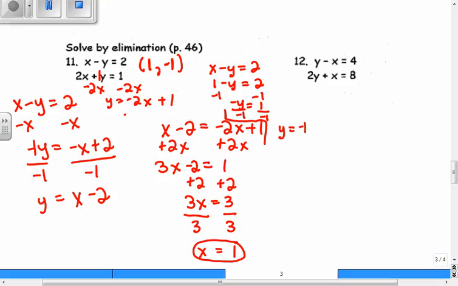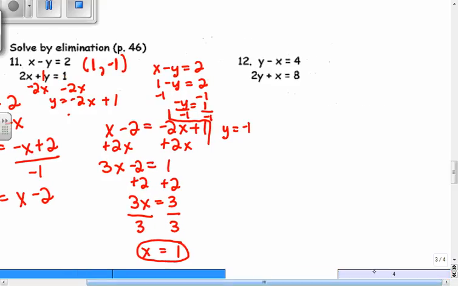x is 1, y is negative 1. We can always plug that in to check. So 1 minus negative 1. Minus a negative is a plus, so that's positive 2. Very good. 2 times 1 is 2, plus negative 1 would be positive 1. It works. Very good. Okay, let's do another one.